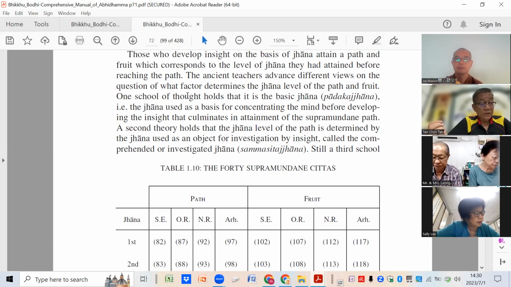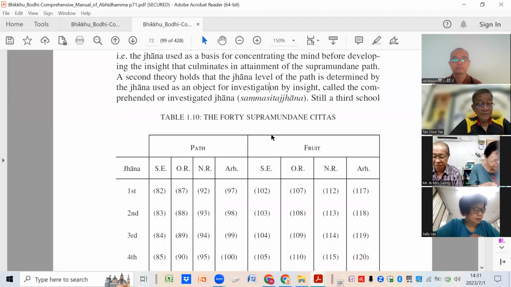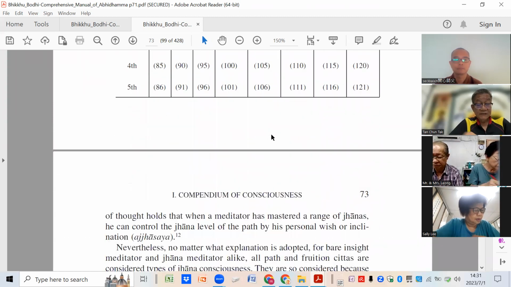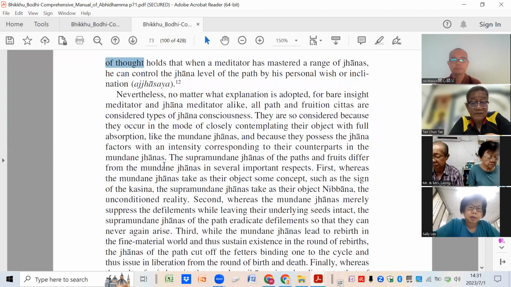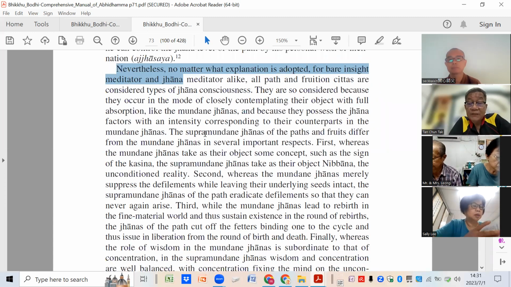A second theory holds that the jhana level of the path is determined by the jhana used as an object for investigation by insight, called the comprehended or investigated jhana, sammasita jhana. Still a third school of thought holds that when a meditator has mastered a range of jhanas, he can control the jhana level of the path by his personal wish or inclination, ajjhāsaya. Nevertheless, no matter what explanation is adopted, for bare insight meditator and jhana meditator alike, all path and fruition cittas are considered types of jhana consciousness.